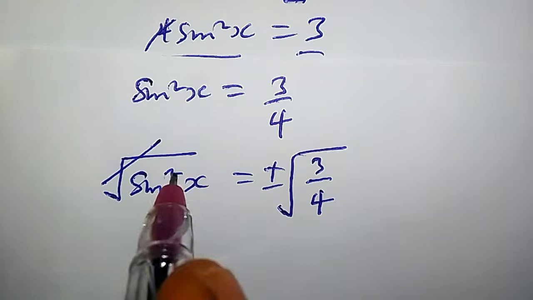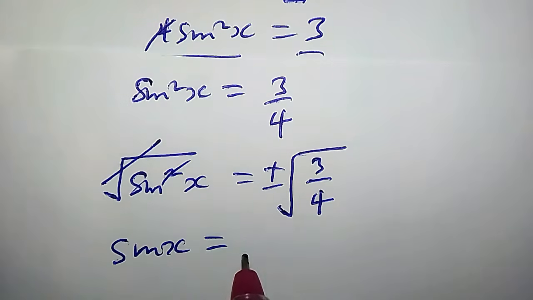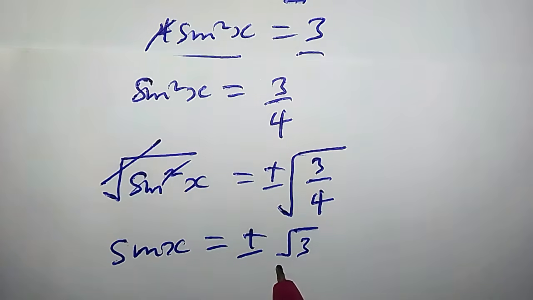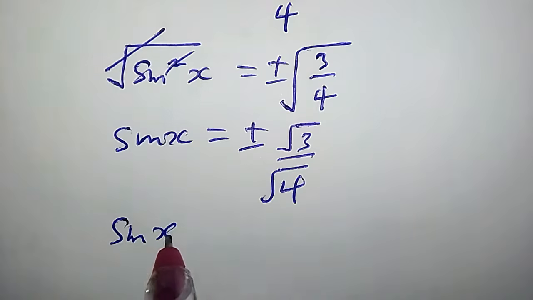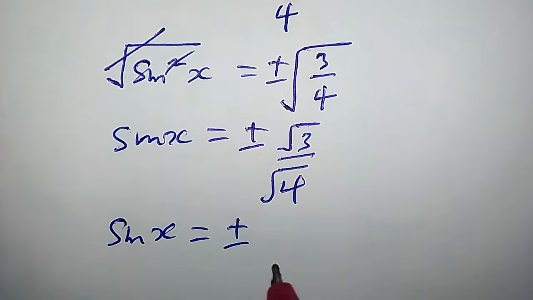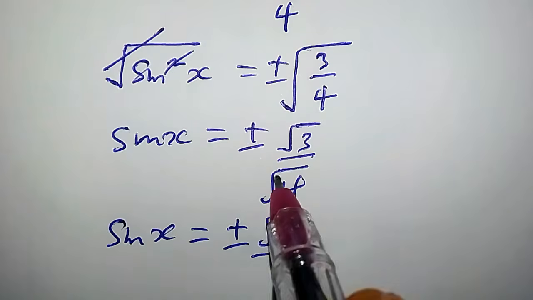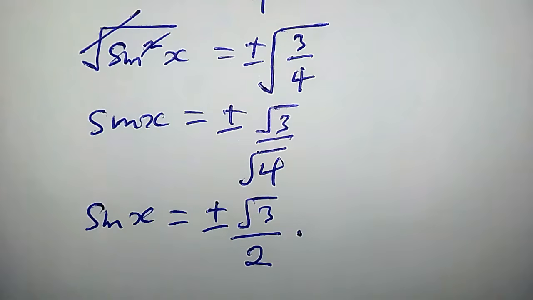This bigger square root takes care of this power. We have sine x equal to plus or minus square root of 3 over 4, which could be written as square root of 3 divided by square root of 4. Sine x is equal to plus or minus square root of 3 divided by square root of 4, that is simply 2. Take note of this.